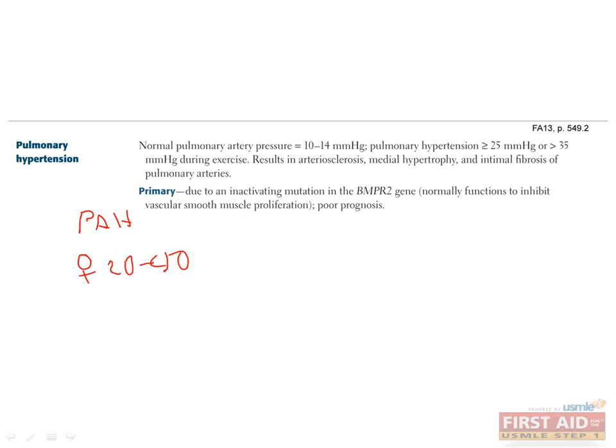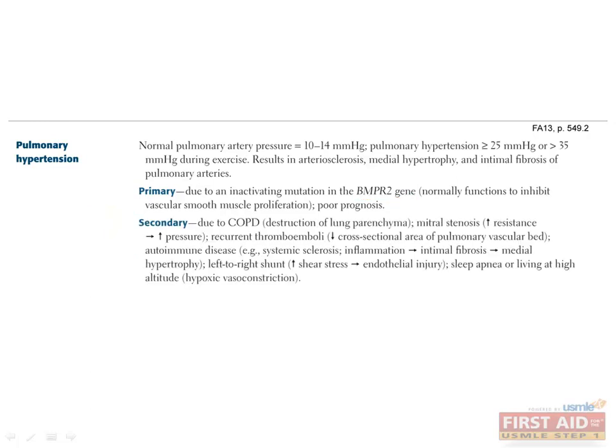One major cause, although not the only cause of primary pulmonary hypertension, is an inactivation mutation in the gene for bone morphogenetic protein receptor type 2, or the BMPR-2 gene. This is a member of the TGF-beta signaling family, and its normal function is to inhibit vascular smooth muscle proliferation. You can think of secondary pulmonary hypertension as being caused by anything else.